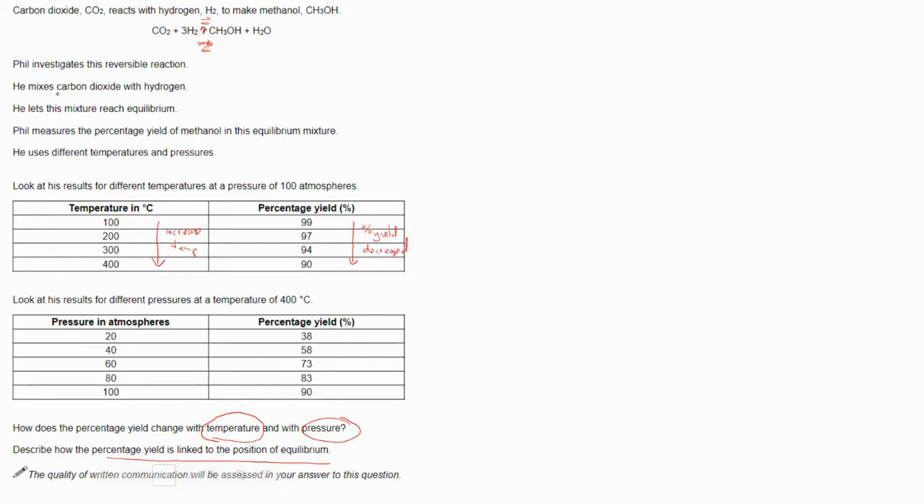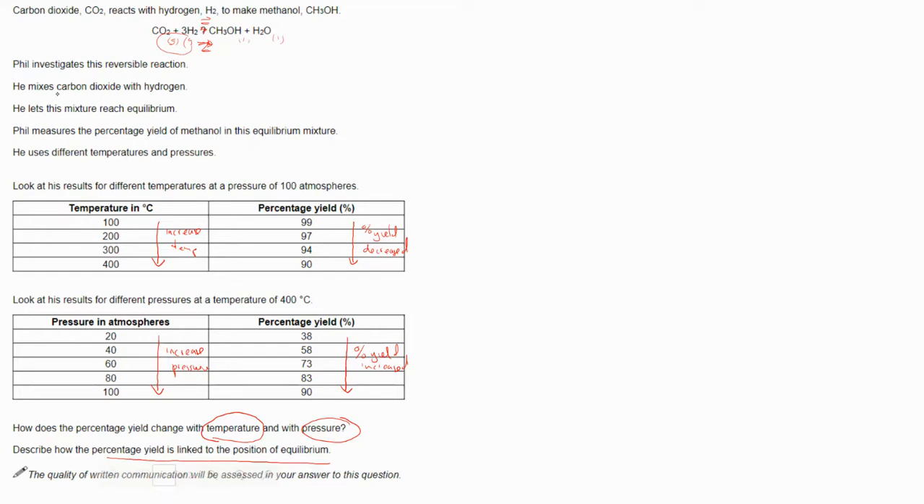And then when we look at the pressure, as we go down the table, we've increased the pressure. And when we've done that, we've seen that the percentage yield has increased. Now, this makes sense when we look at the reaction because these are all gases. Methanol's a liquid and water's a liquid. So we've got more moles of gas on the left-hand side. So as we increase the pressure, it will push the equilibrium to the right and we'll get more yield. But this question's not asking us to explain that, so we don't need to worry about that.